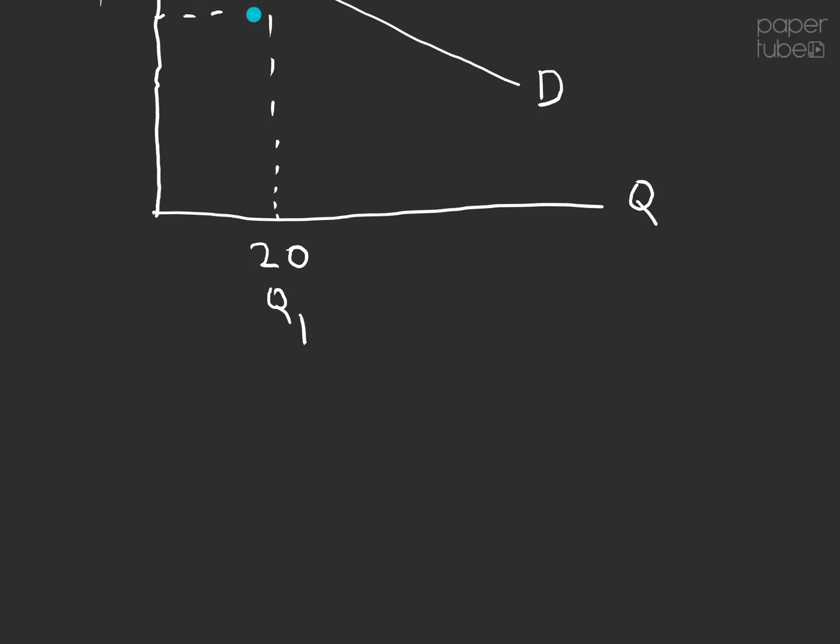Then we need an ending point. So the way to think about this is the subscripts are time stamps. So now we need another price and another quantity to go with it. So let's make the second price $5. That's going to be P2. And let's make the second quantity 25. So the price has gone down and the quantity has gone up. That's what the law of demand tells us will happen.